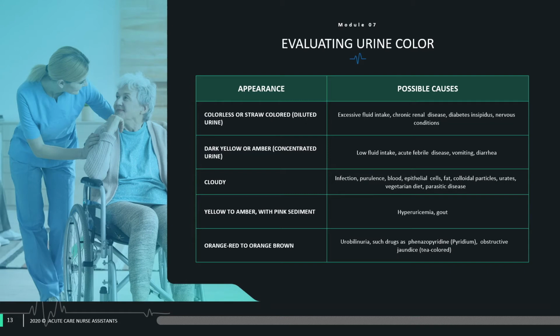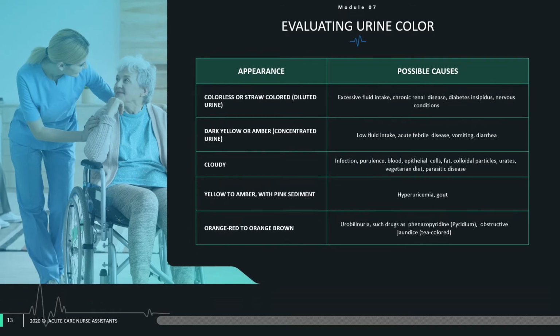Cloudy: infection, purulence, blood, epithelial cells, fat, colloidal particles, urates. Vegetarian diet, parasitic disease. Yellow to amber with pink sediment: hyperuricemia or gout. Orange-red to orange-brown: urobilinuria, drugs such as phenazopyridine. Obstructive jaundice, tea-colored.